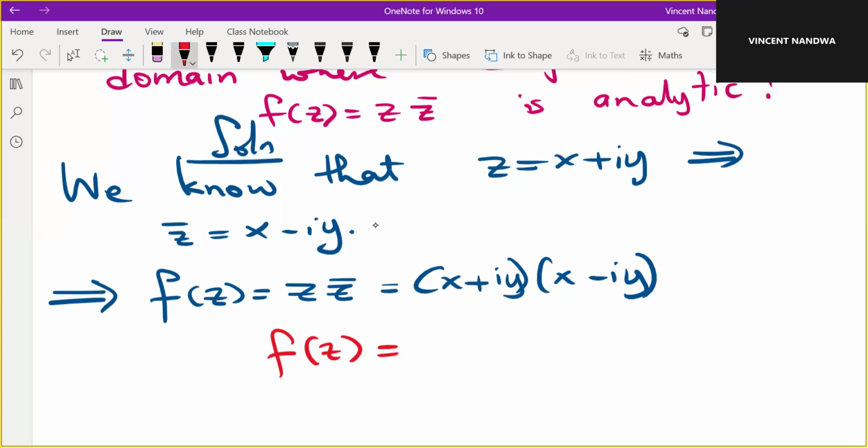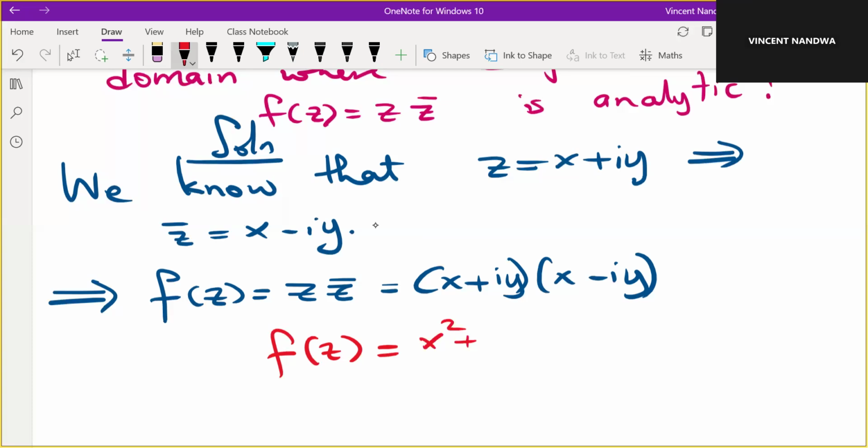Please participate. What is the real part of this function f of z? X squared plus y. You know, you are the only hope of your village. So don't let them down.